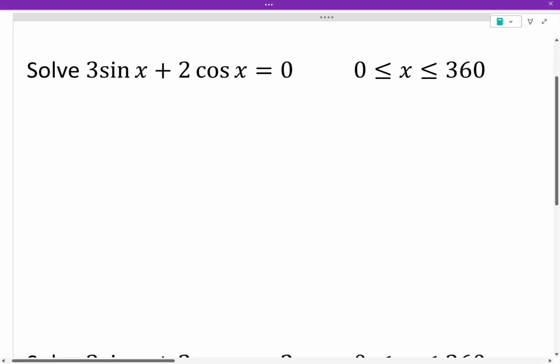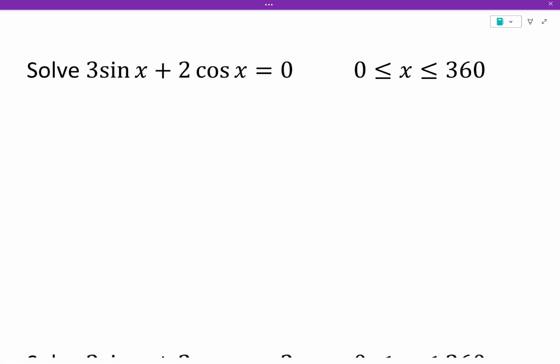In this video, we're going to look at solving trigonometric equations and deciding which method is the one that can work and is the most efficient one. So let's look at our first scenario here. We've got 3 sine x plus 2 cos x equals 0. This is a standard scenario you'd be expected to be able to solve.